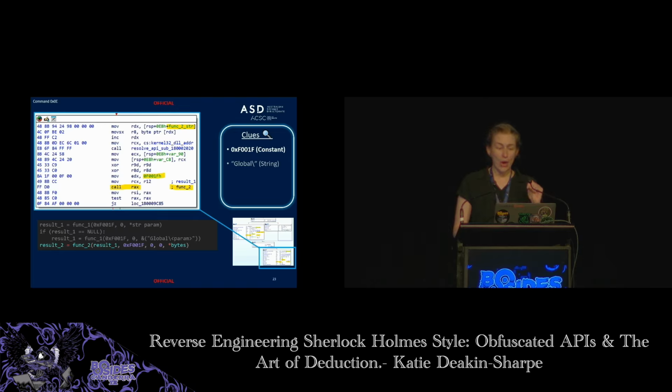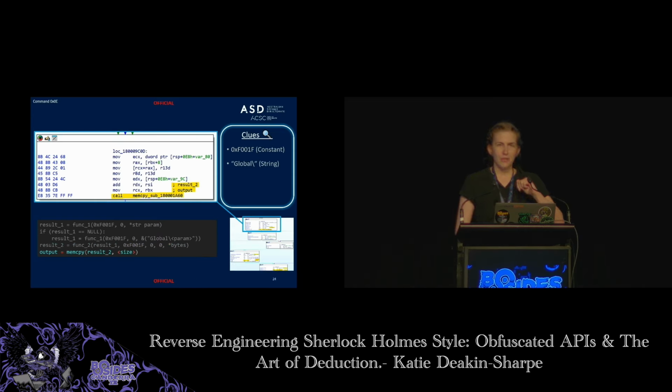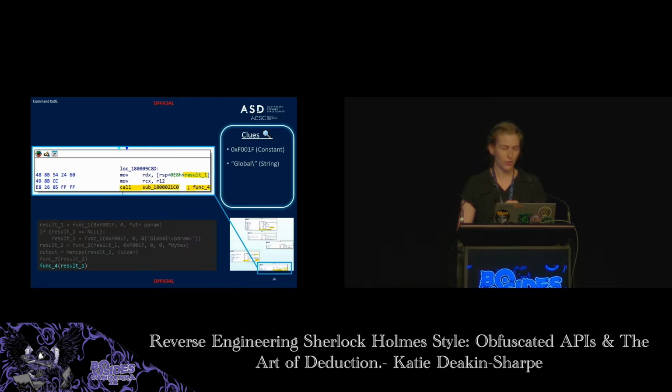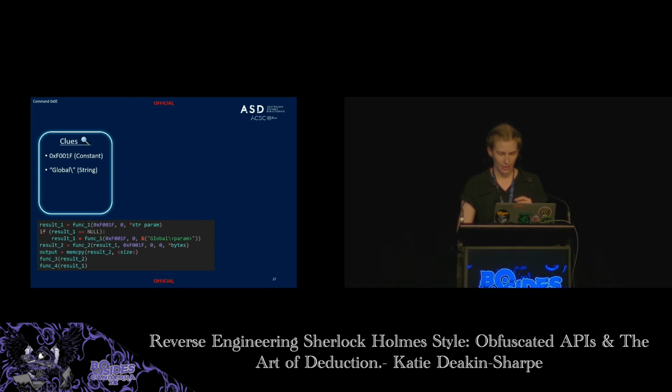We see now our F001F constant pop up again, but this time as a second parameter. We're calling our function 2. We're also passing in the result of our first function call. Then we're going to do a memcpy, and that's going to become our output that we're going to return to the C2 server. And then we've just got two more functions. Function 3 called on the result of function 2, and function 4 called on the result of function 1. And that's our first command.